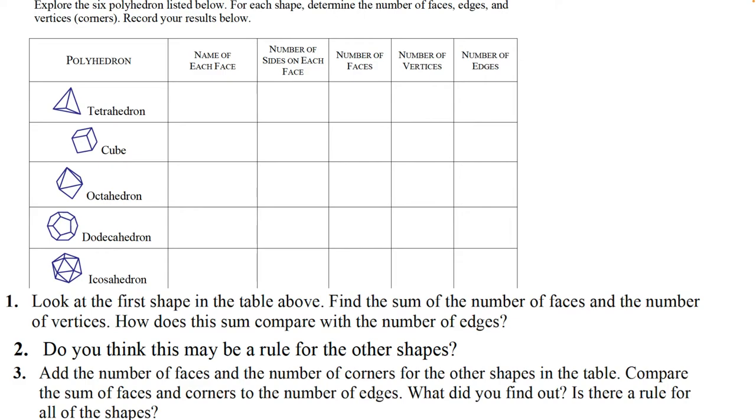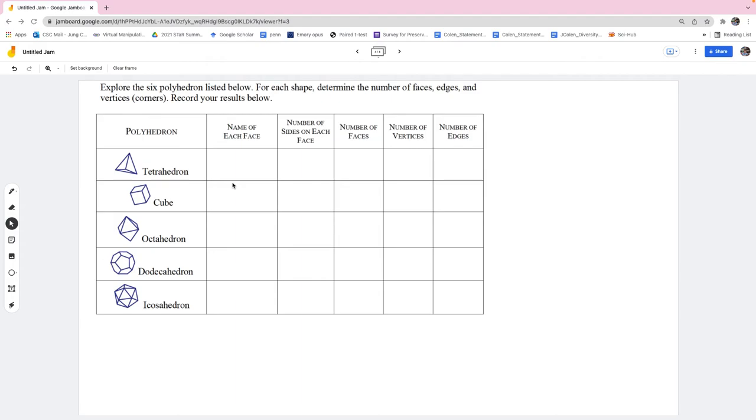And here, in this table, I want you guys to explore the polyhedra listed below: tetrahedron, cube, octahedron, dodecahedron, icosahedron. We have been looking at this, right? So have some time to examine this and complete this table. Okay, so let's do this together. What is the name of each face? Here, name of the face, triangle.